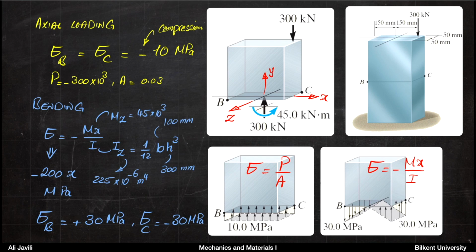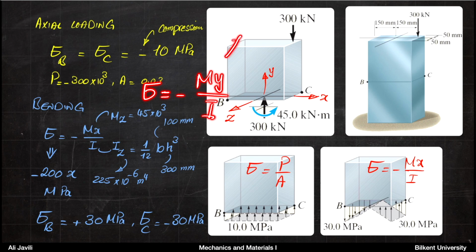But the moment that you have now is causing another stress. It's also a normal stress, but it's a bending problem. And in order to calculate the stress for that, we use our flexure formula. Again, our flexure formula usually is something like this. But we need to be just careful with that and adjust it according to the case that we are dealing with.